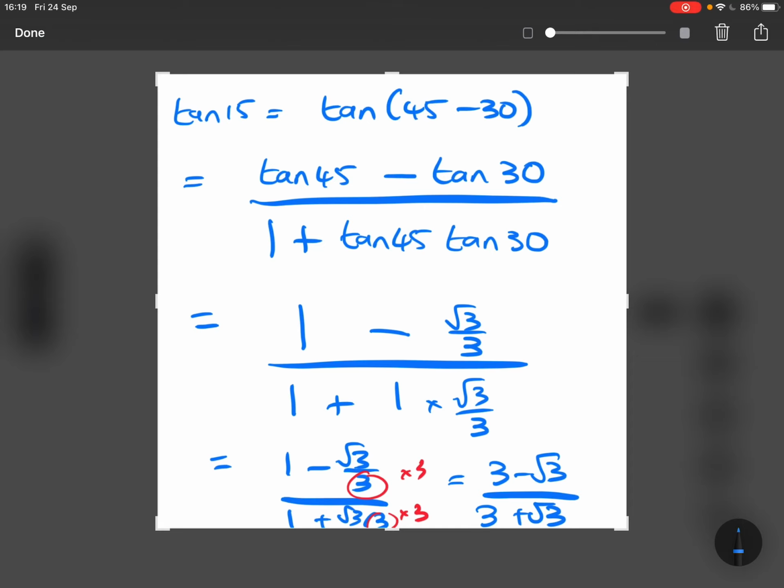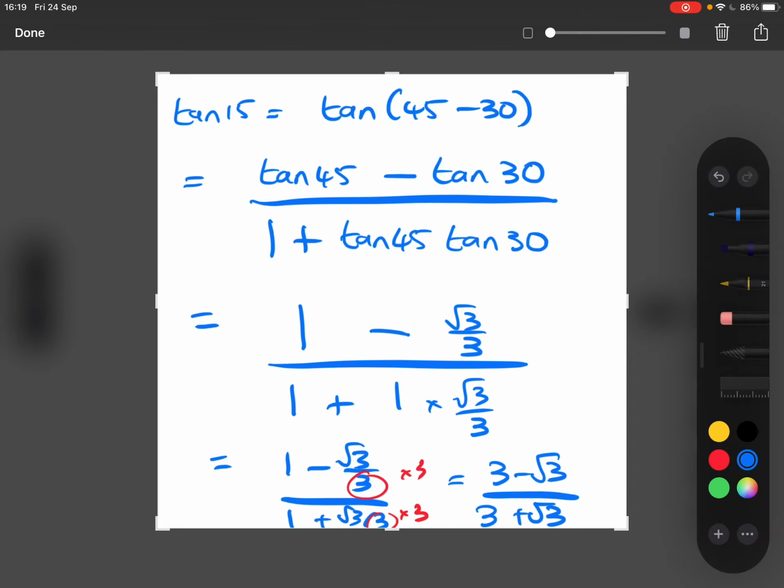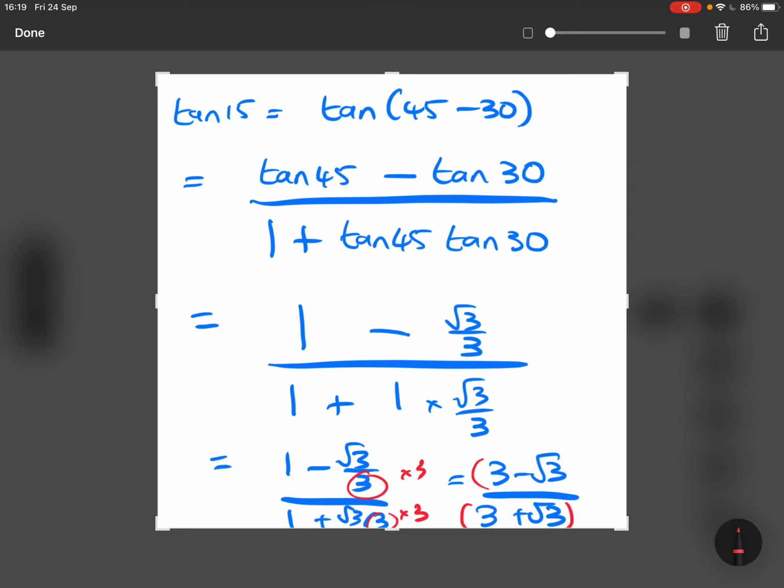And at this stage, I'm not going to do this because I'm running out of space, but all I would do now is rationalise the denominator, just like we did at GCSE, by timesing by 3 minus root 3. And if you work all that through, you will get your exact value of tan 15 without using a calculator.